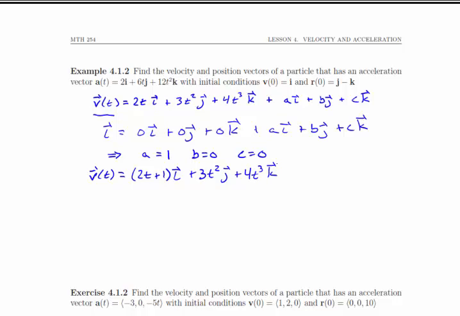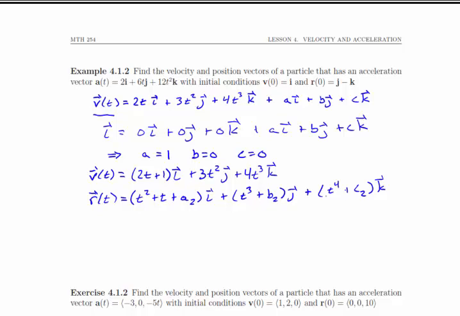All right, and we're going to just now repeat this in order to get our position function. Our general position function is going to be t squared plus t plus some new constant, I'm going to call this a2, in the i direction, plus t cubed plus b2 in the j direction, plus t to the fourth plus c2 in the k direction. And I'm just using a2, b2, and c2 to distinguish that these are different than the a, b, and c's that we had up here before.